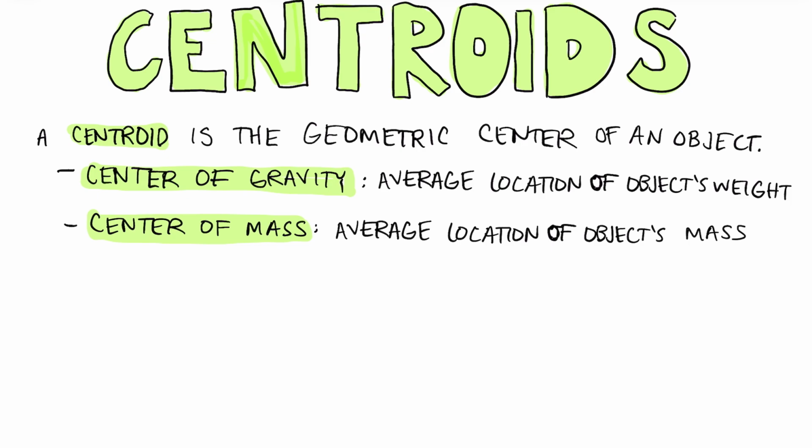So you probably have a good intuition about centroids and centers of gravity based on your own life experience, but we are going to learn how to locate these centers and centroids more precisely using some math. So let's get started with the first math concept we need to know to be able to calculate centroids or centers of gravity and mass, and that is the concept of a weighted average.